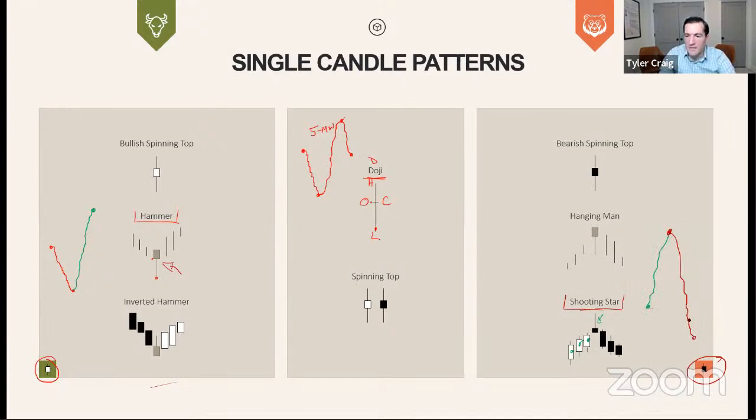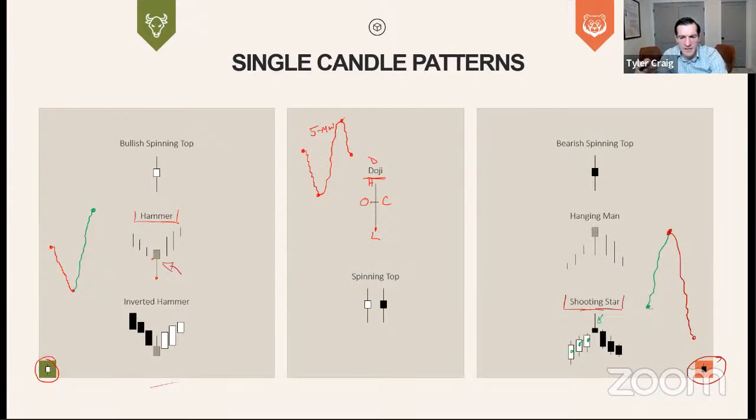It's like, what happened to you? You looked so good in the morning. What an ugly reversal. Shooting star. No bueno. Bearish. So that has bearish implications. This is a potential bearish reversal candle. I'm not going to have time to go through all of these.